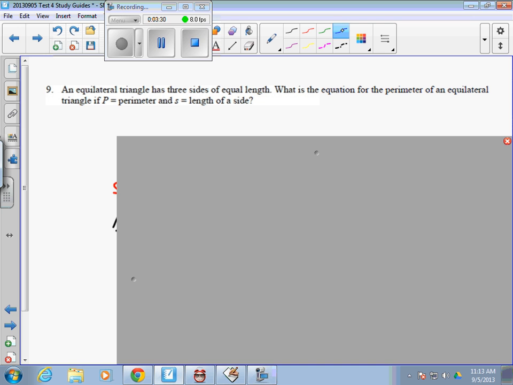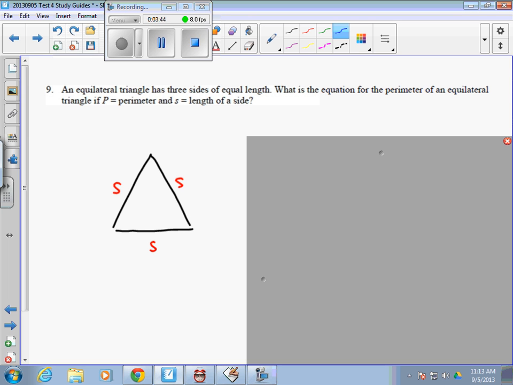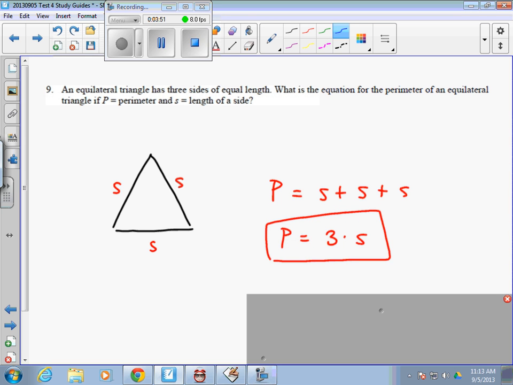Now it says an equilateral triangle has sides of equal length. That's what equilateral means, equal sides. What is the equation for the perimeter of an equilateral triangle if P equals perimeter and S equals the length of a side? So we don't know the length of a side. We do know that each of them has S as their value. Perimeter is just the distance all the way around something. So it'd be S plus S plus S, or written better as 3 times S.